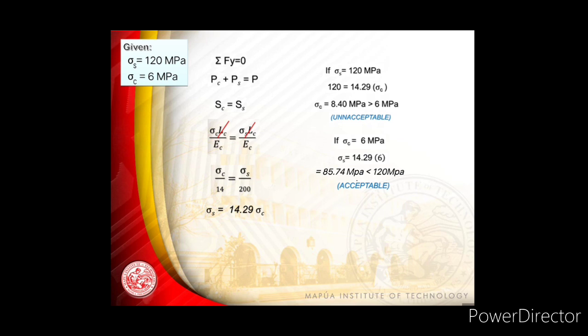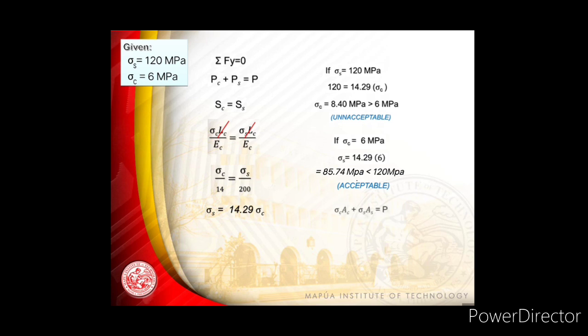It's because the stress of the steel of 120 is its stress when acting alone, but if both of them are acting together, then the concrete will reach 6 megapascal, and while the concrete has reached 6 megapascal, steel will also have reached 85.74 megapascal. A while ago, if we allowed the steel to reach 120 megapascal, concrete would have reached 8.4 megapascal and it would have exceeded 6 megapascal. So that's the reason behind it.